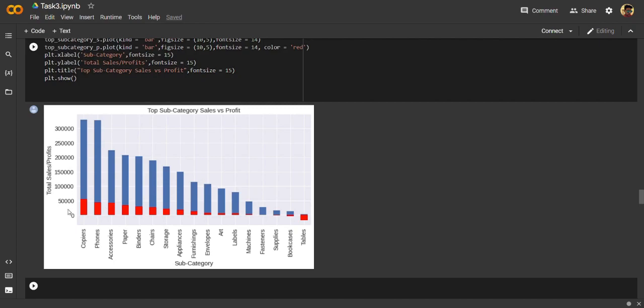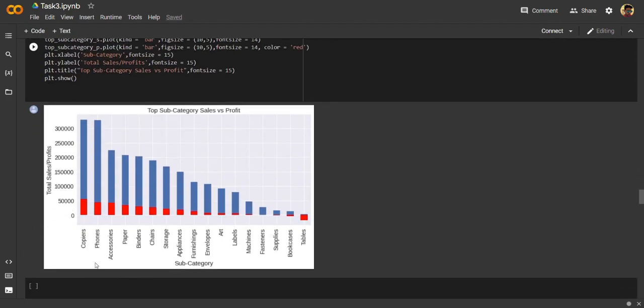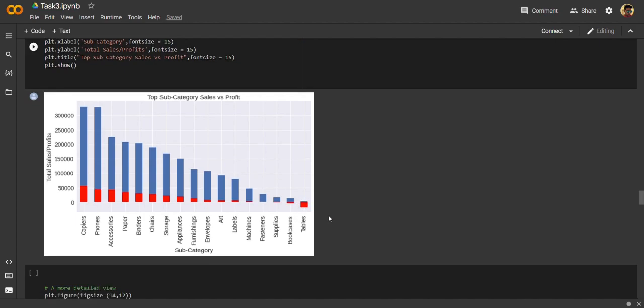The subcategories are of all three types: technology, office supplies, and furniture. We can see that phones and copiers are giving the highest sales, and their profit margin is also higher compared to any other subcategory. Tables have the least profit, even negative, so maybe there is a loss in tables, because there are not many sales in the furniture category.